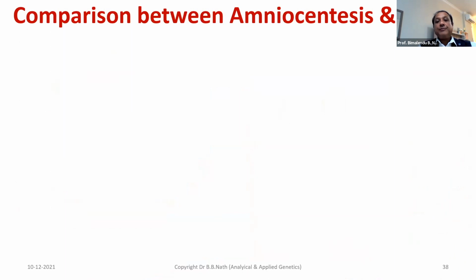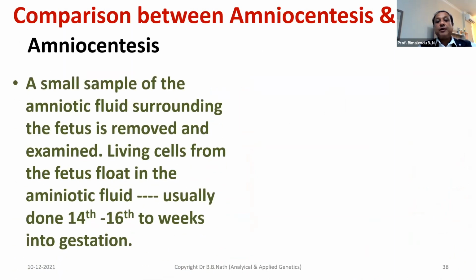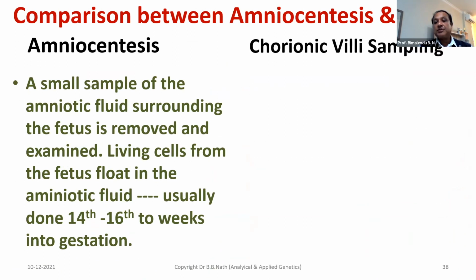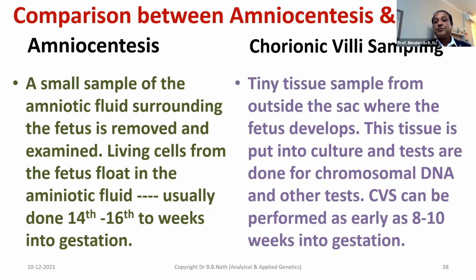If you compare amniocentesis and CVS, in amniocentesis a small sample of the amniotic fluid surrounding the fetus is removed and examined. Living cells from the fetus float in the amniotic fluid, and it is usually done at 14 to 16 weeks of gestation. On the other hand, in chorionic villi sampling, a tiny tissue sample is taken from outside the sac where the fetus develops. This tissue is put into culture, and tests are done for chromosomal DNA and other tests. CVS can be performed as early as 8 to 10 weeks of gestation.